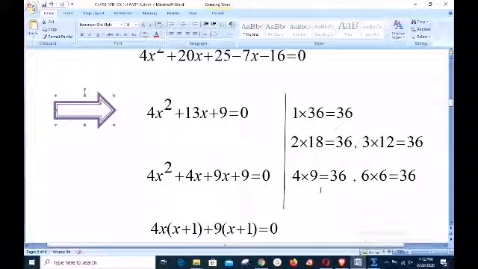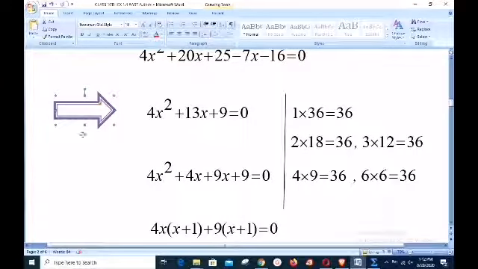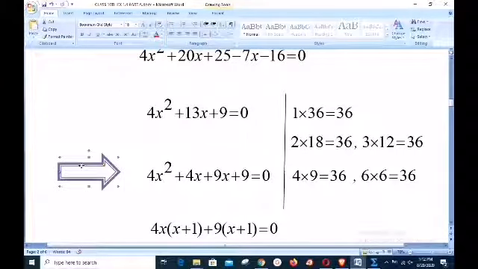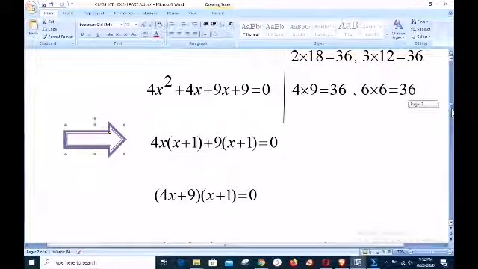Keeping all the signs positive, 4 plus 9 will provide us 13, as you can see in the next step. That is, we broke the middle term 13x as 4x plus 9x. So we have 4x square plus 4x plus 9x plus 9 is equal to 0. Taking common from the first two and then taking common from the next two terms, we have 4x into x plus 1 plus 9 into x plus 1.